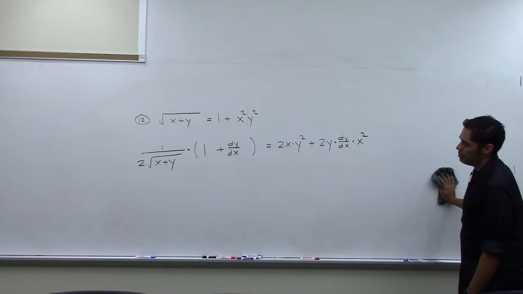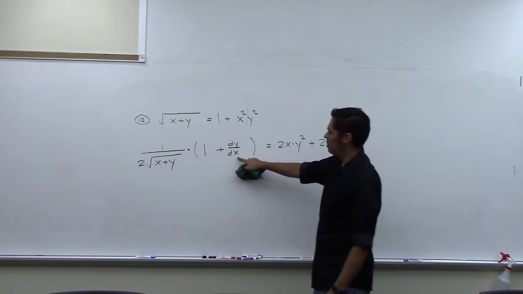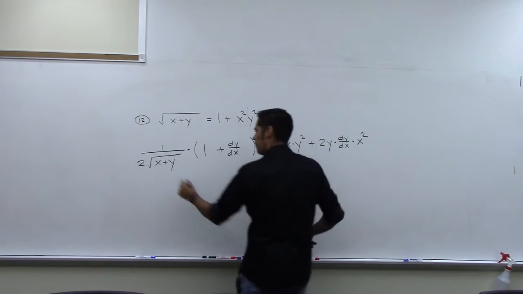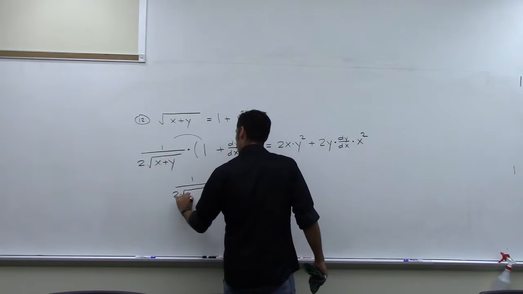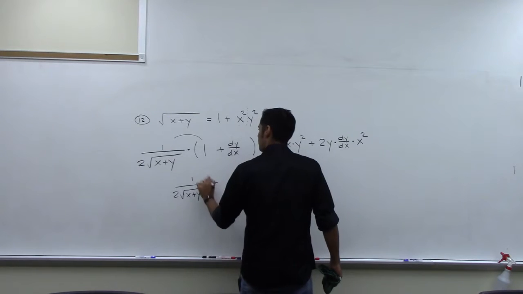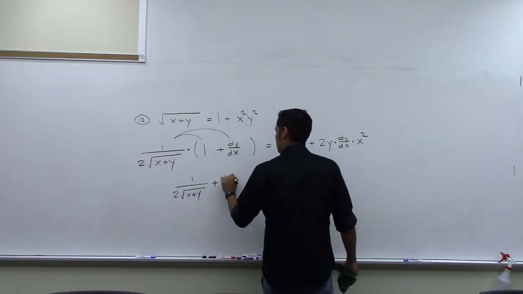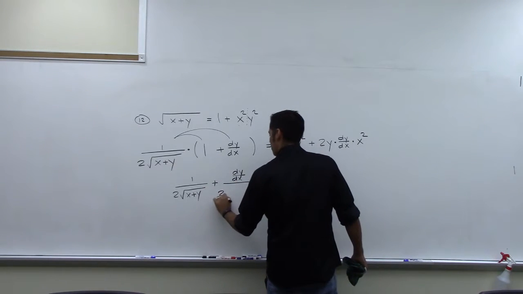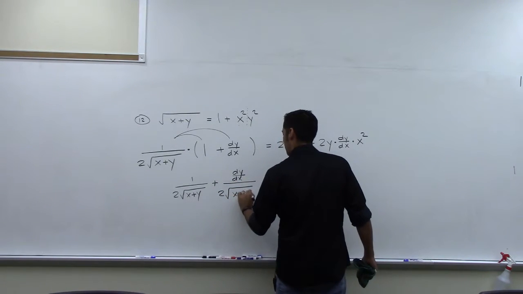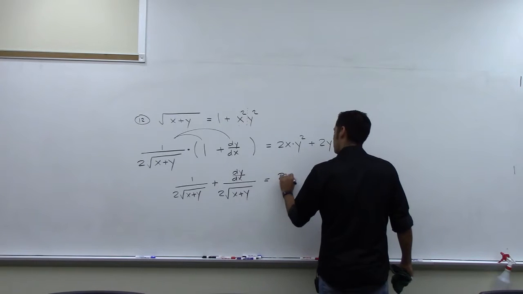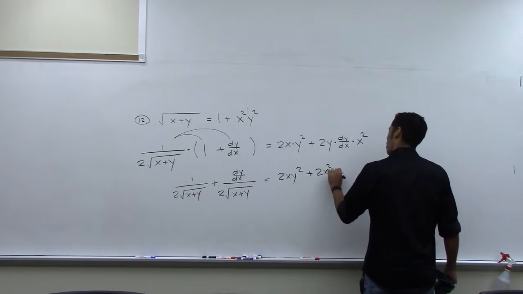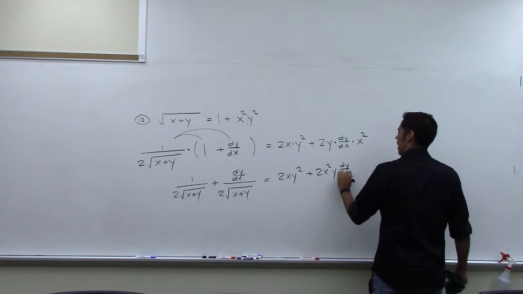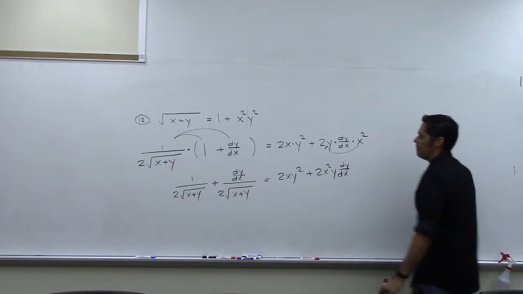So that's your derivative. I need to free this, so I need to distribute. Here to here is itself, plus here to here, I'm just going to put the dy dx on top of the 2 over root x plus y. And then equals over here 2xy squared plus 2x squared y dy dx. I just slid this out here.